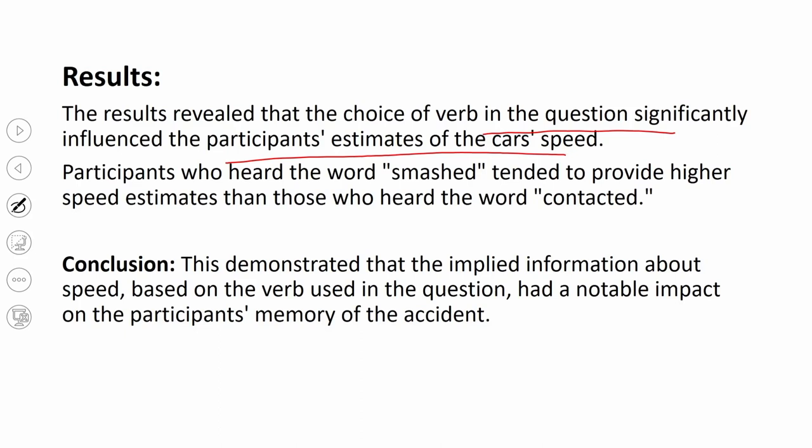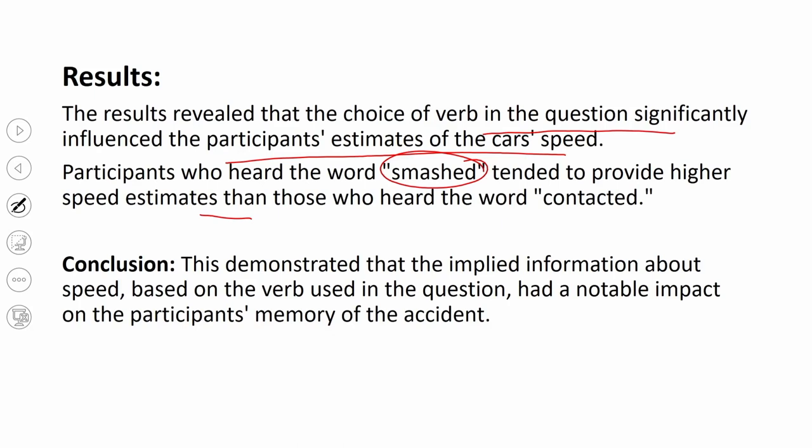Participants who were asked what was the speed of the car when they smashed into each other, where the word smashed was used, tended to provide higher speed estimates. So, these people estimated the highest speed as compared to when they were asked when they collided or contacted each other, when they estimated much lower speed. So, two words were different, same question, but their whole recall was different. So, this misinformation effect impacted their memory.